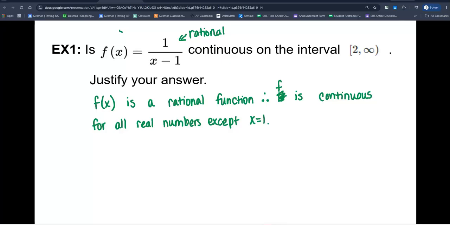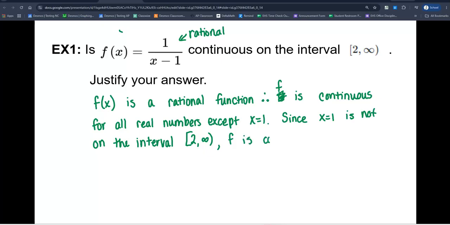Okay. However, what are they asking us? 2 to infinity. Is 1 in that interval? It is not. So I'm going to say since x equals 1 is not on the interval 2 to infinity, f is continuous on the interval 2 to infinity.